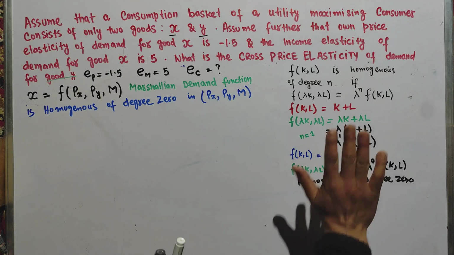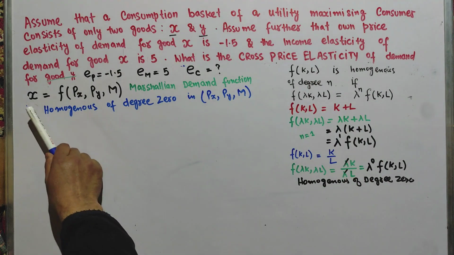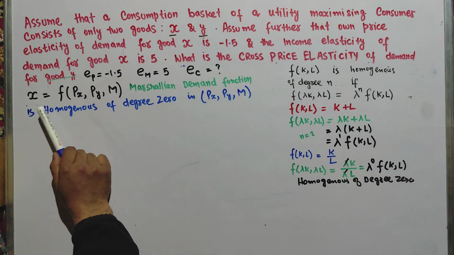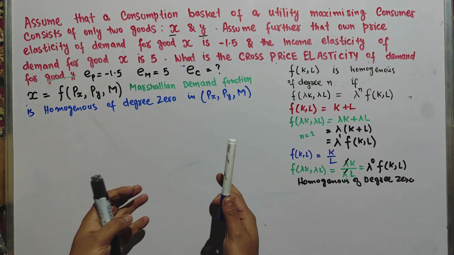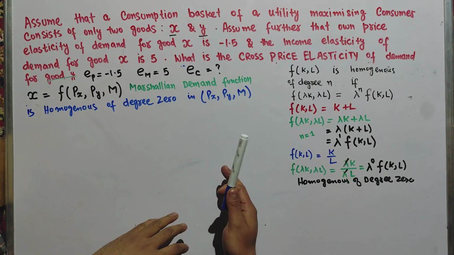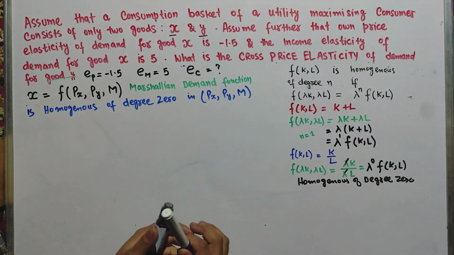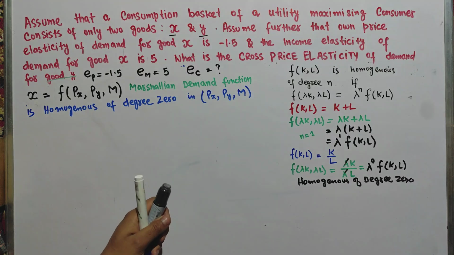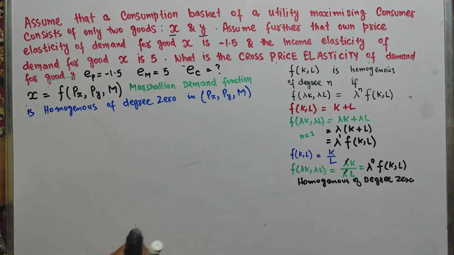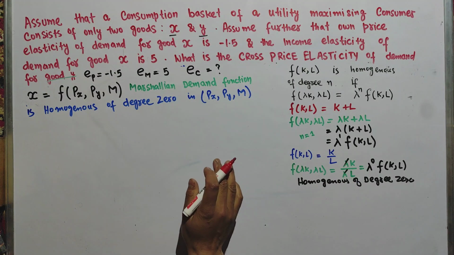Okay, now let's take this aside and come to the question. I am saying that this function, that is demand for good X, is a function of price of good X, price of good Y, and income. This is the Marshallian demand function, when a demand function is a function of prices and income. One of the important properties of this Marshallian demand function is that it is homogeneous of degree 0 in prices and income. Now, if that is the case, then we apply Euler's theorem here.